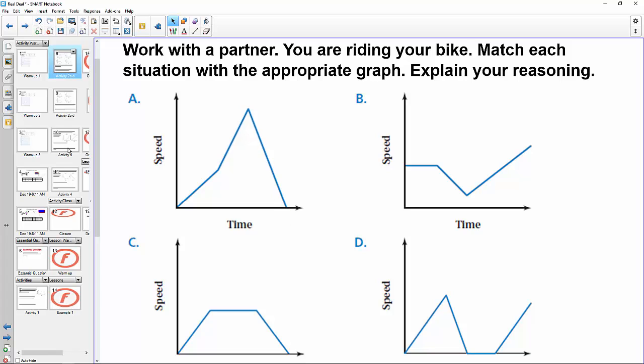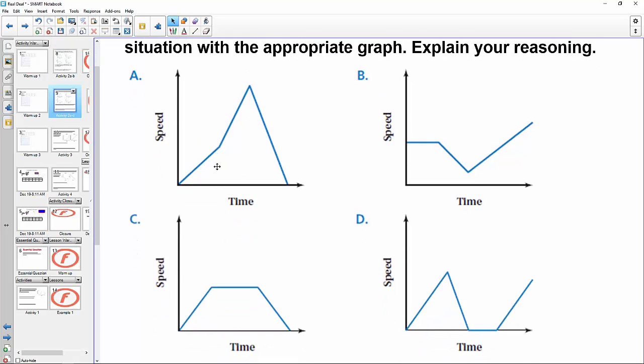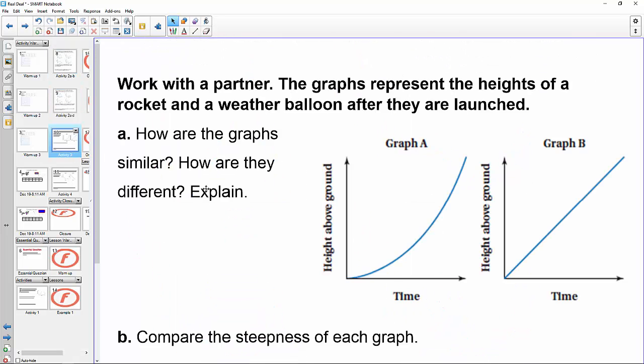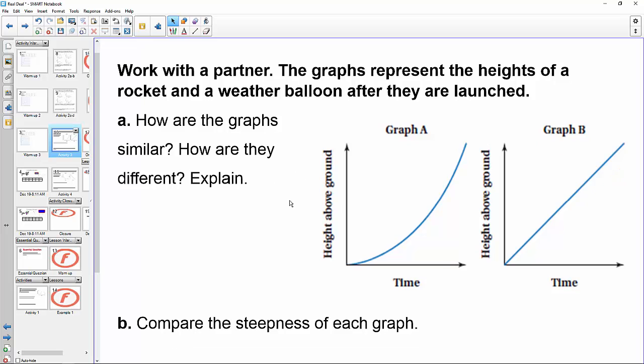So that's the kind of relationship I want you to think about as you watch this and you try doing these. Here's some other ones. And then it says, how are these graphs similar and how are they different? Well, in both cases, they start at the point of origin at 0, 0.